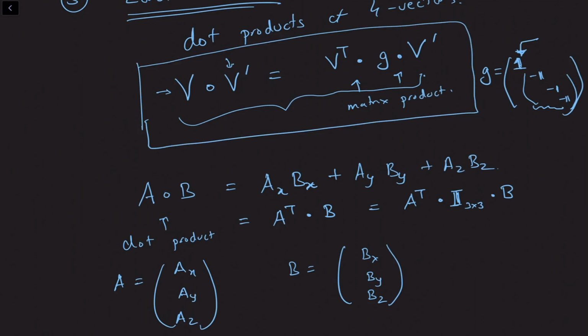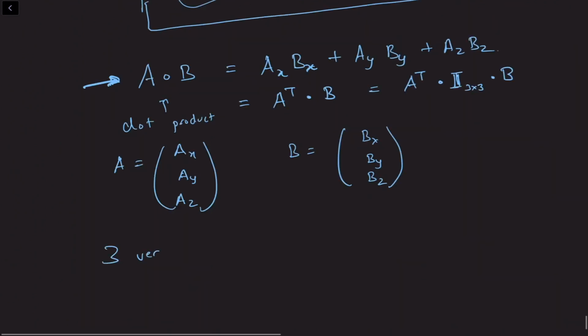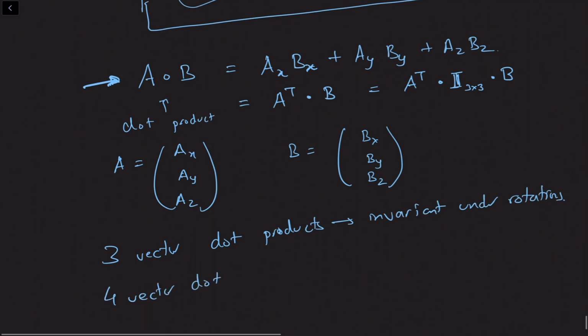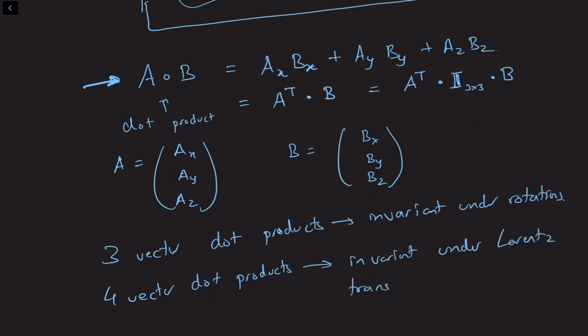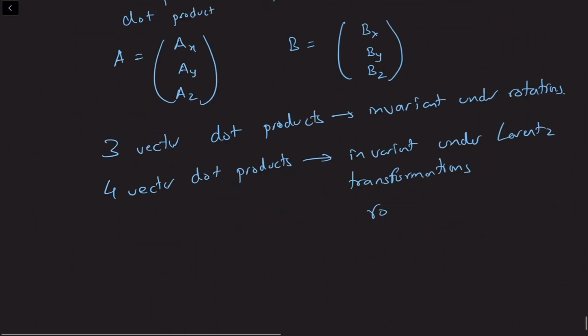And we've seen that just as 3-vector dot products are invariant under rotations, that is, they do not change under rotations, 4-vector dot products are invariant under Lorentz transformations. Okay, and this includes rotations and boosts.